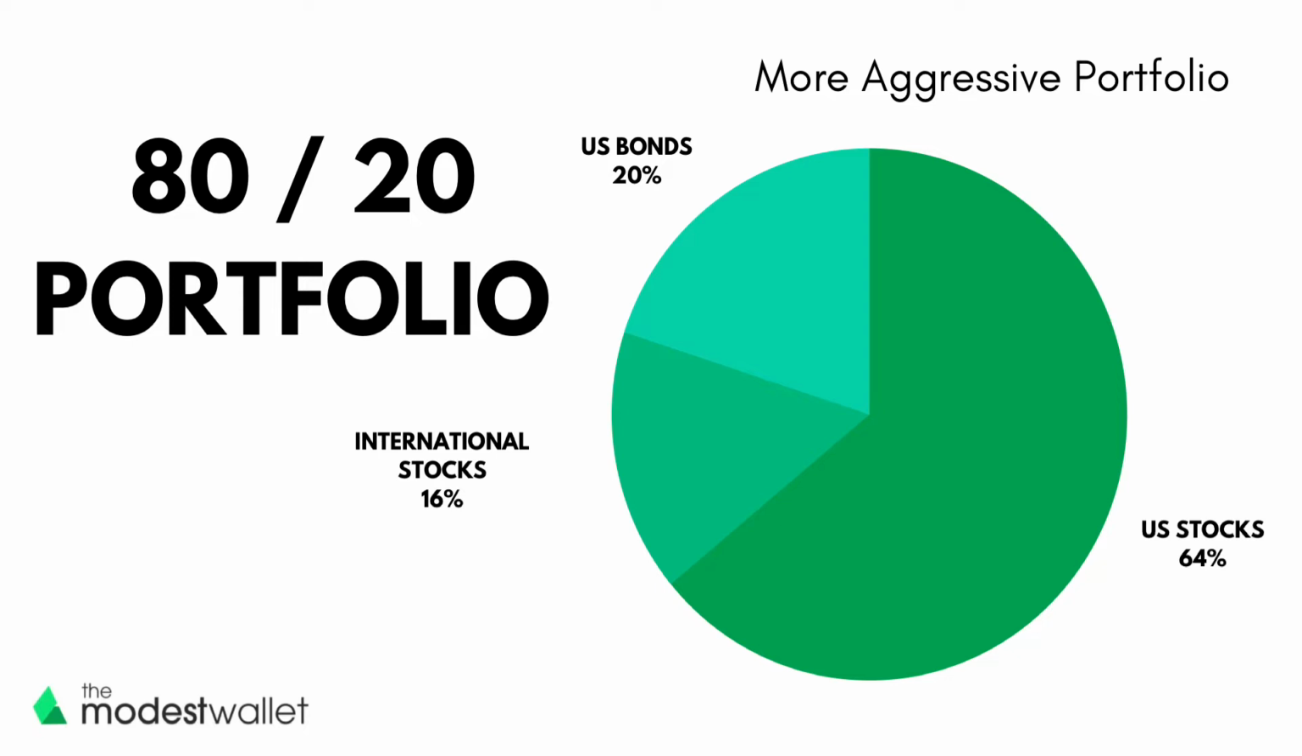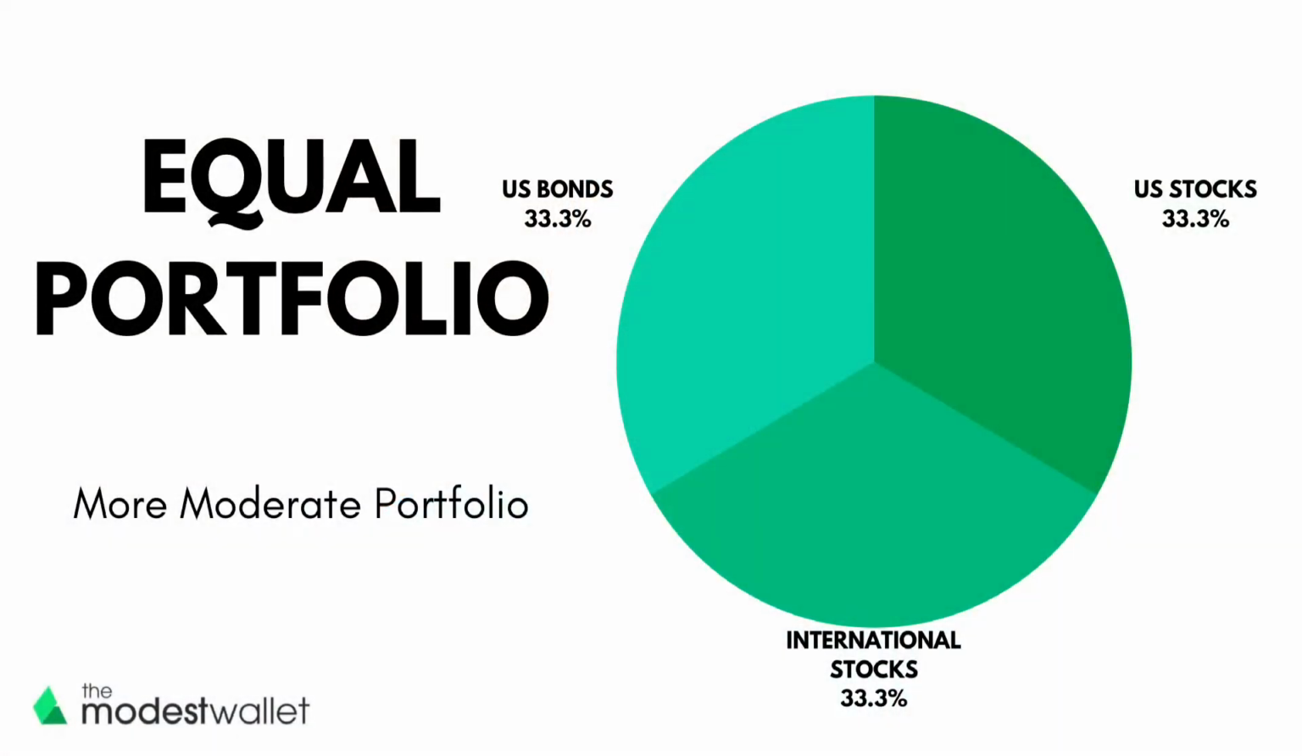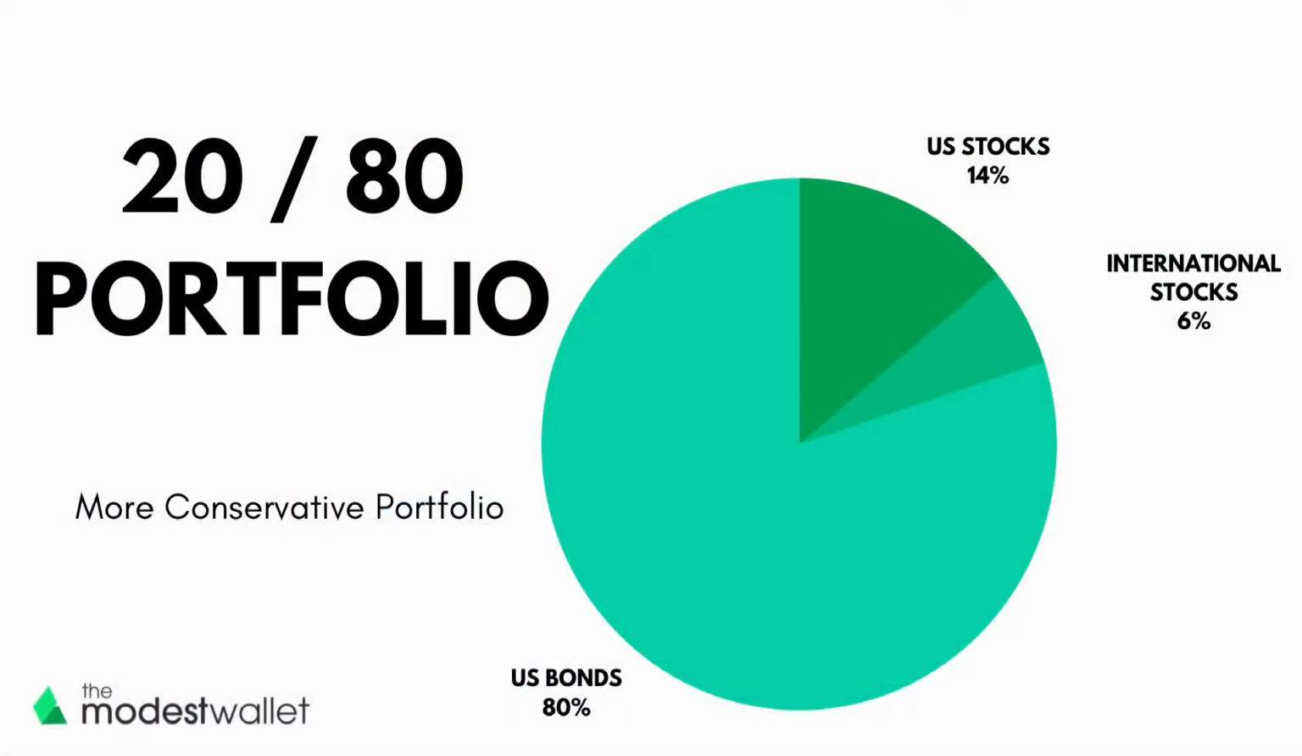This would be a more aggressive 3-fund portfolio. An equal portfolio consists of 33% US stocks, 33% international stocks, and 33% bonds. This represents a more moderate portfolio. A 20-80 portfolio would consist of 14% US stocks, 6% international stocks, and 80% bonds, thus being a more conservative approach.